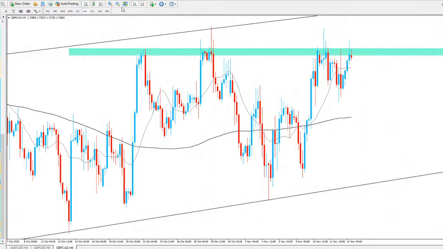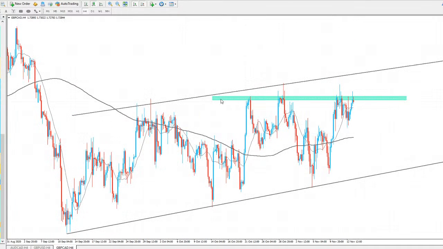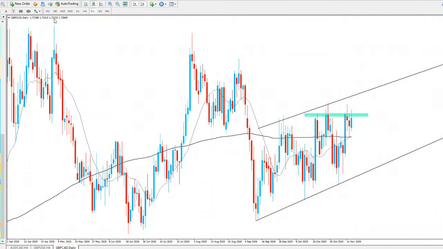Obviously you can still move higher if you do clear through the resistance and clear through the channel. There's potential to the upside for GBP/CAD. As you can see on the daily time frame, we've got resistance all the way up here and resistance all the way up here that price could potentially want to head to, but of course you need to break through that resistance first and break through the trend line there.